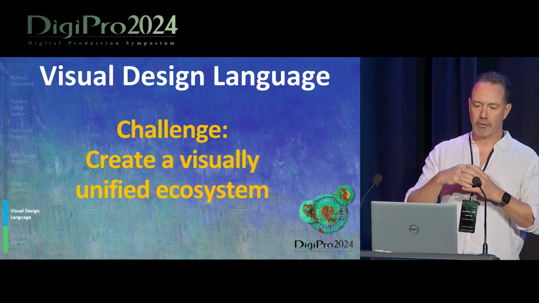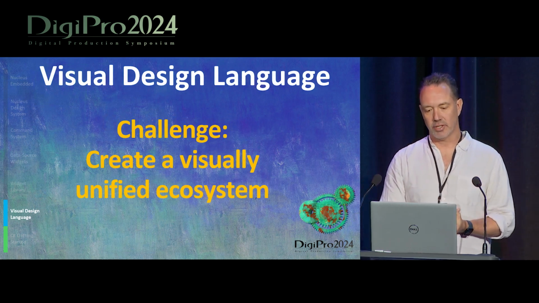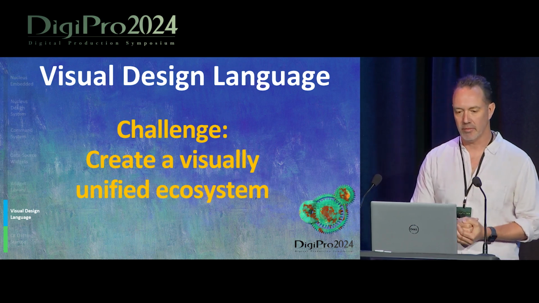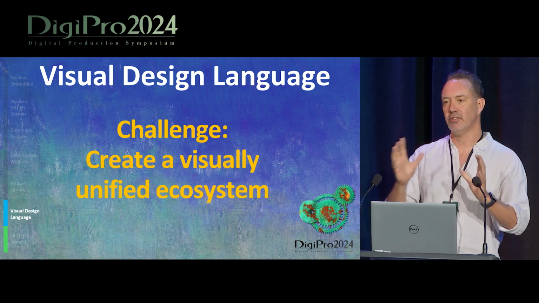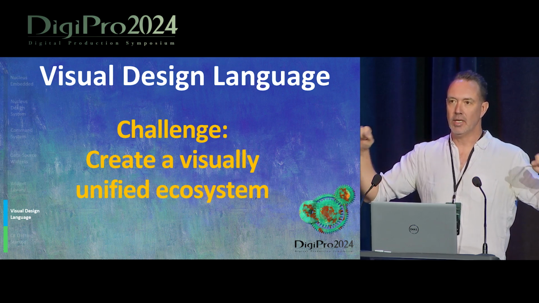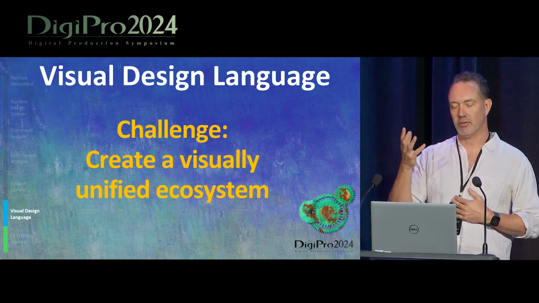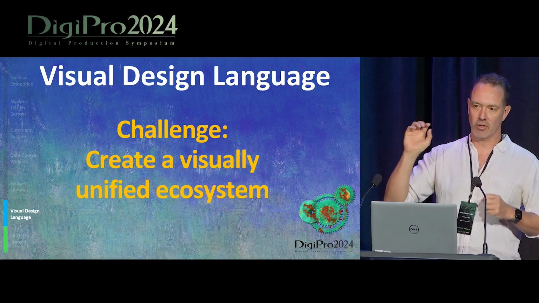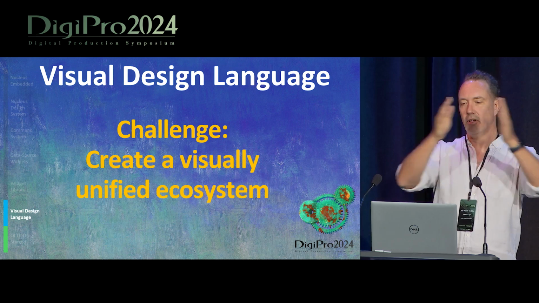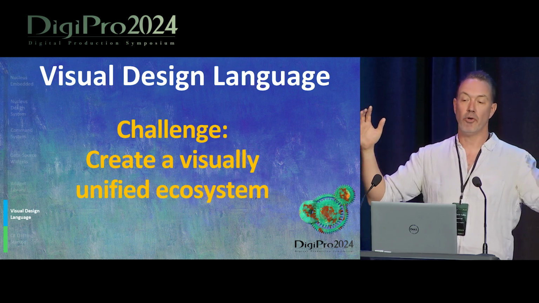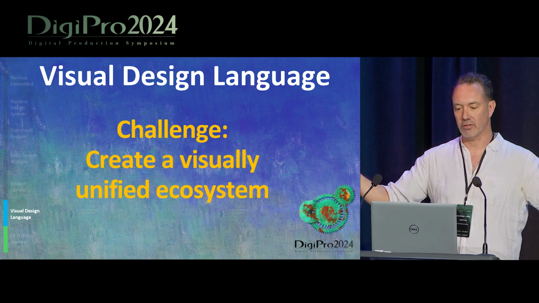So once we had migrated across to Qt, the next challenge was to create a visually unified ecosystem and a visual design language. We really were keen that we had a suite of applications that all had a very consistent look and feel. But more than that, the visual design language aspect means that what we wanted was that consistent concepts like character, prop, shot had a consistent visual representation across all of our applications. And more than that, any auxiliary content like documentation as well.